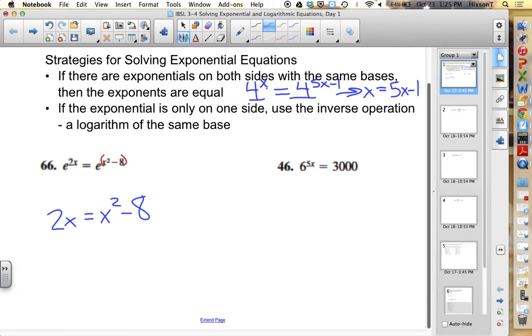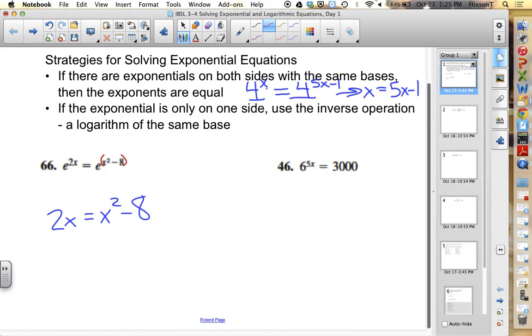Oh, you're thinking of it more like this. If it were log base 6 of 5x equals 3,000, then you would do 6 to the 3,000 equals 5x. That's when it's a log base 6. This is an exponential base 6.